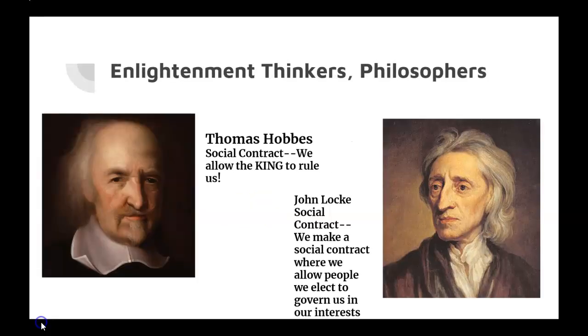Now it's time to talk about some great Enlightenment thinkers. Thomas Hobbes argued that societies needed social contracts, meaning that the people gave consent to those who were to govern them. Governments are necessary to create laws and maintain order.